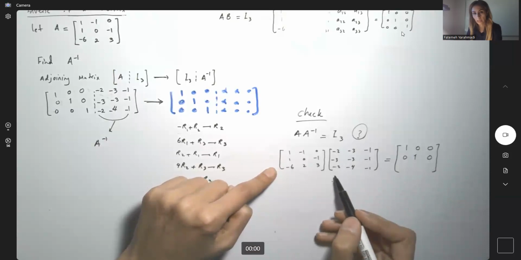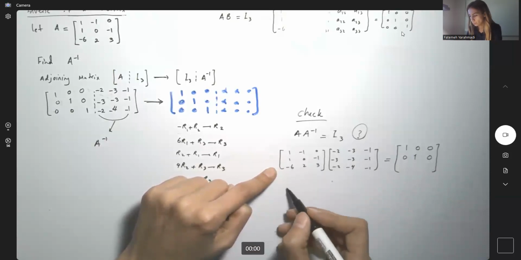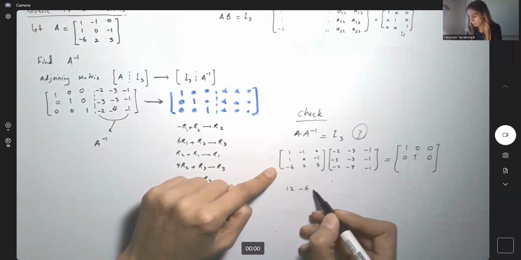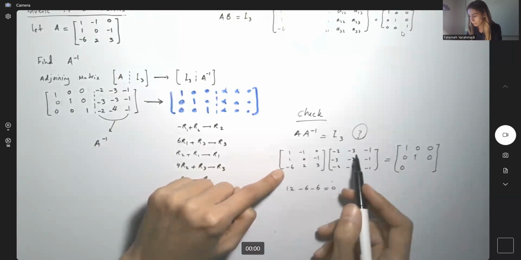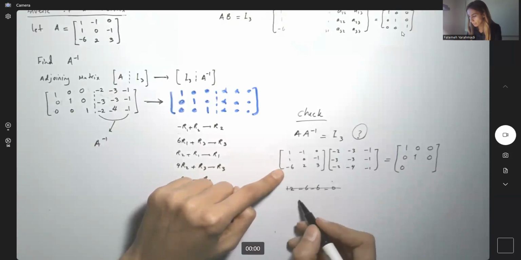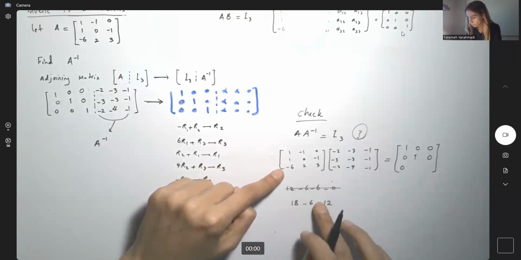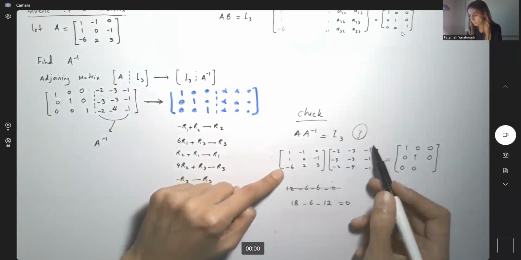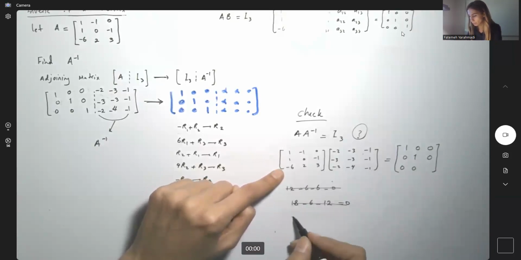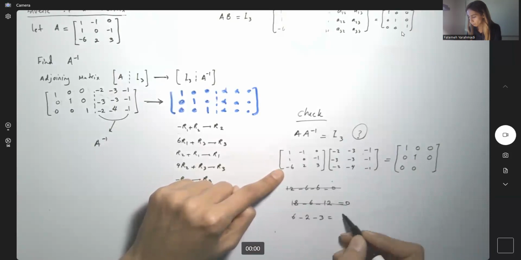Now we are moving on to the last row. Last row multiplied by the first column, 12 minus 6, which is 0. Then -6 times -3, 18, and -6 plus, here we have -12, so this is obviously 0. And the last row by the last column, here you have -6 times -1, which is 6, and here you have -2, and then you have -3, which is 1.